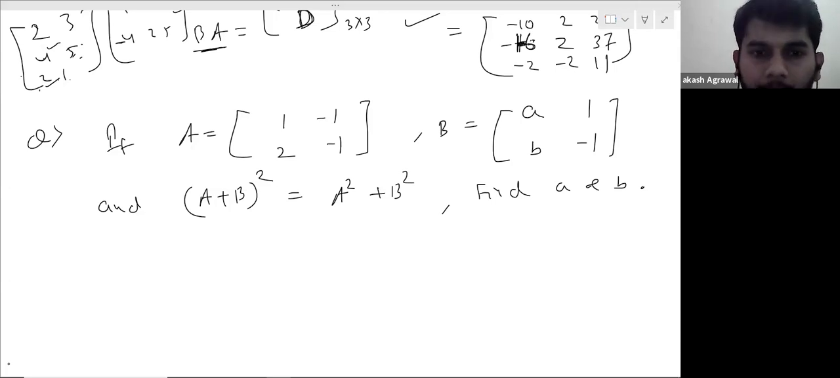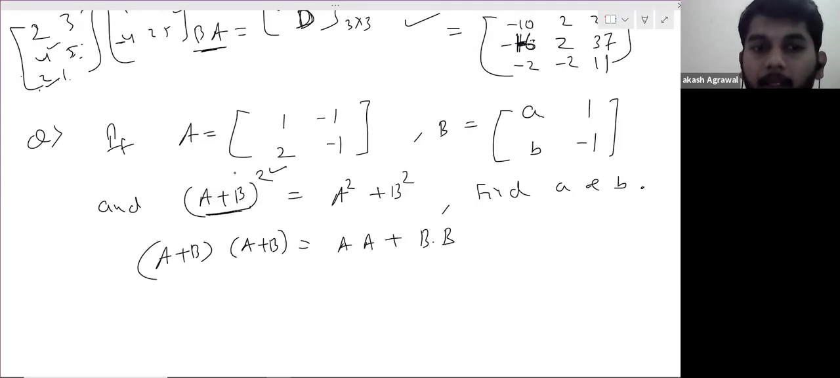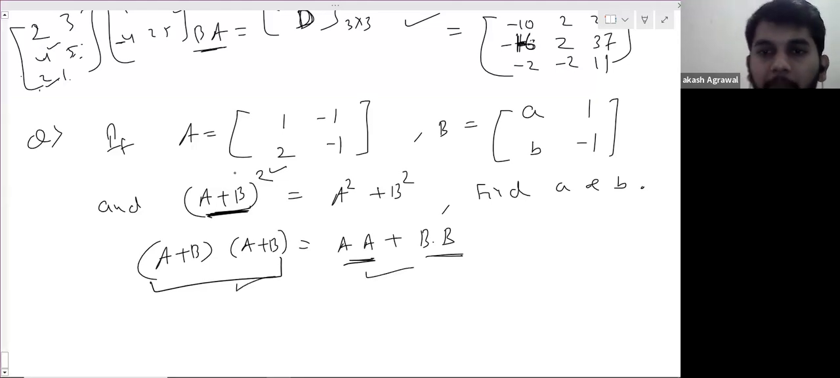So this is a multiplication question. Yes, using multiplication. See, this square means we are multiplying this two times, right? A square means A into A. This is B into B. Now, can you guys do this? Yes or no? Yes, sir. Right, just find A plus B, multiply two times, multiply A two times, multiply B two times. Equate LHS and RHS, compare, we get A and B.